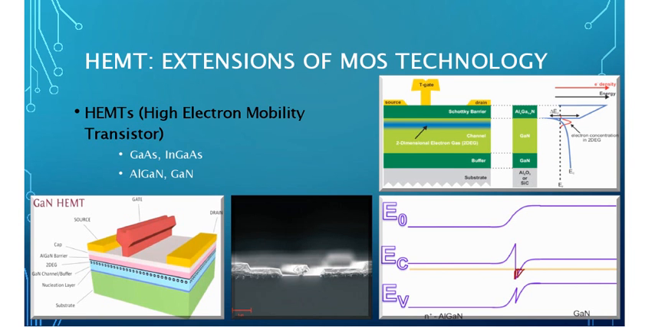So now we'll talk a bit about HEMTs, which are an extension of MOS technology. HEMTs are high electron mobility transistors. Typically, they are made with gallium arsenide with indium gallium arsenide as the main channel, or it could be vice versa. But as of late, gallium nitride has started to become a major player due to its better performance than gallium arsenide at higher temperatures and at higher voltages.